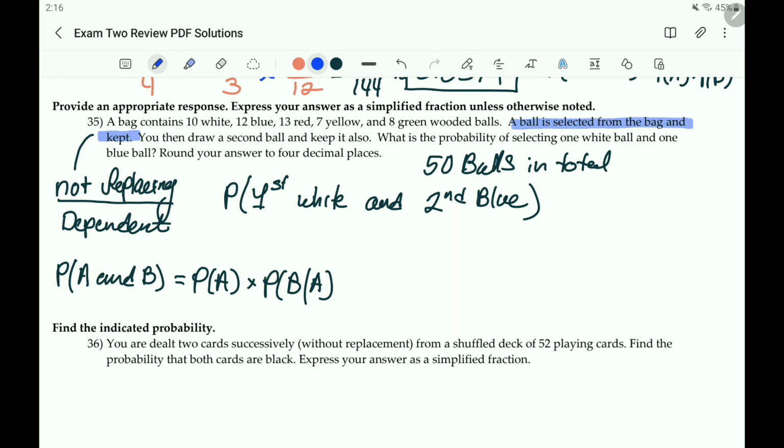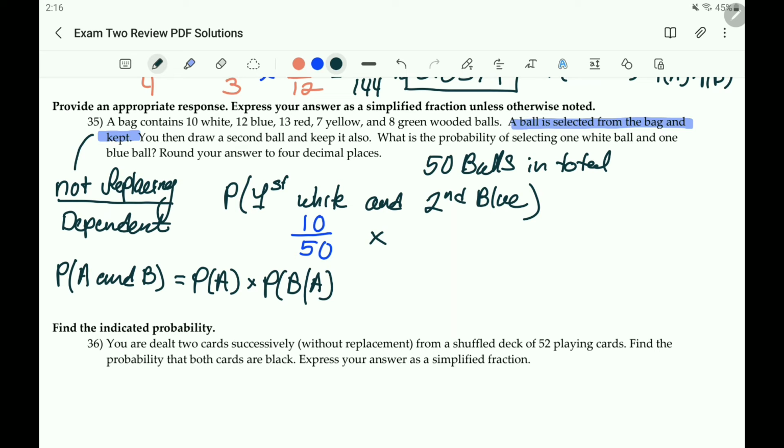All right. So, to find the probability that the first ball is white, there are 10 white balls in my bag out of a total of 50 balls. So the probability of selecting a white is going to be 10 out of 50. And it means to multiply. So let's put the multiplication symbol right there.